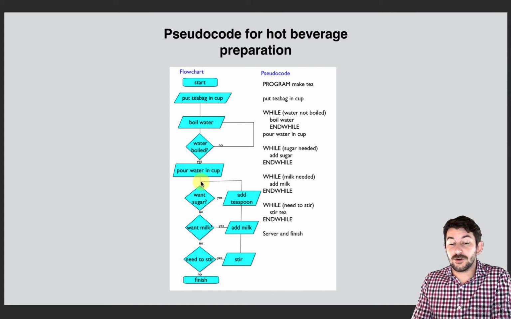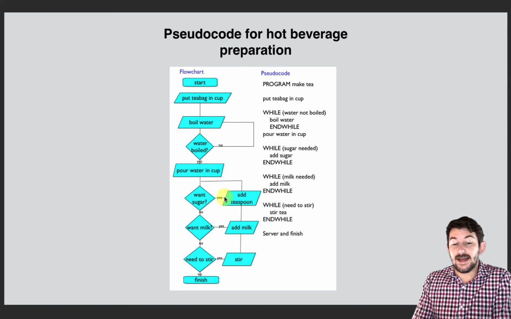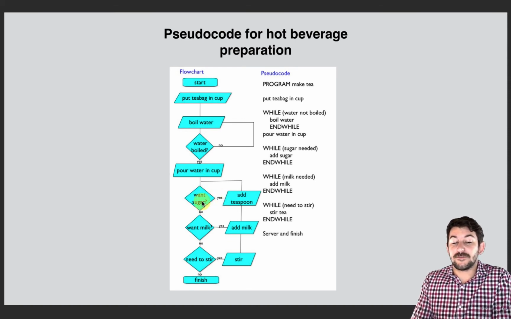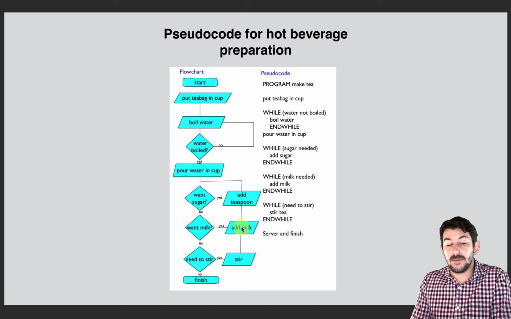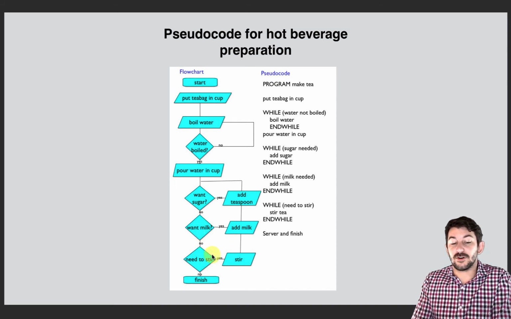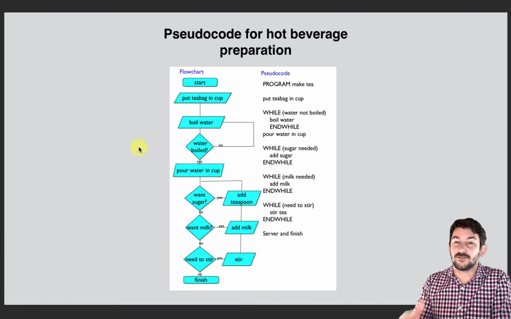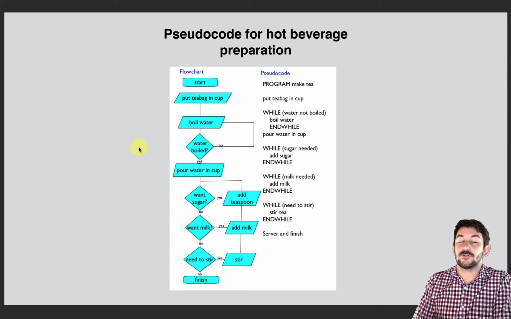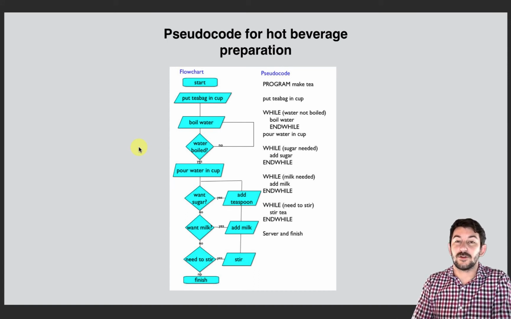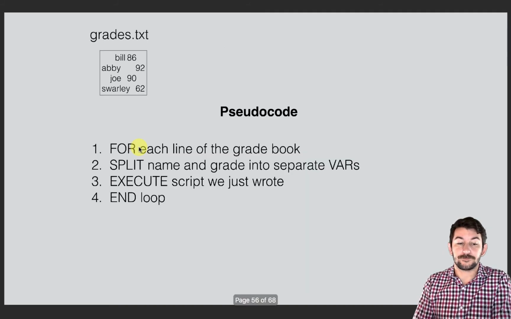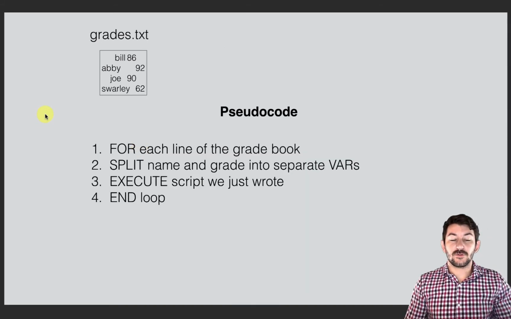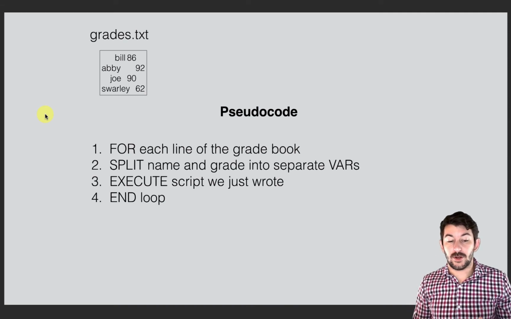If they want sugar, then add a teaspoon. If, else if, do they want milk? Add milk. Else if, does it need a stir? Yes. Otherwise, else finish. Kind of something like that. And so this is actually not meant for shell, but this is just kind of illustrating how pseudocode works for looking at a flowchart or a diagram of what you really want to do when things get more complicated. So here's the pseudocode for what I want to do for my grade book.